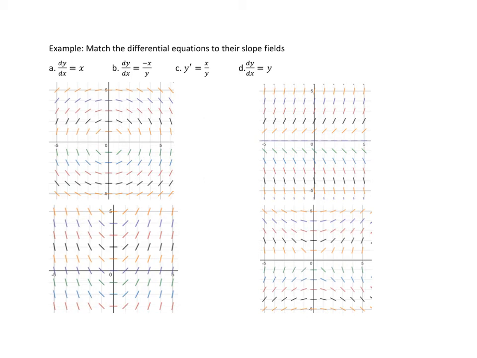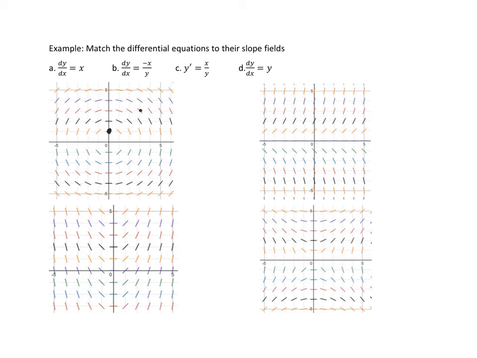Now we're going to try and match up some different differential equations to their slope fields. Let's start with dy/dx equals x. In order to do this, I suggest you pick some points along the graph and see if it could still be a possibility. So for dy/dx equals x, no matter what, the slope value should match the x value. Let's say I pick this point here, (0, 1). That one could work because the slope there is 0 and x is 0.